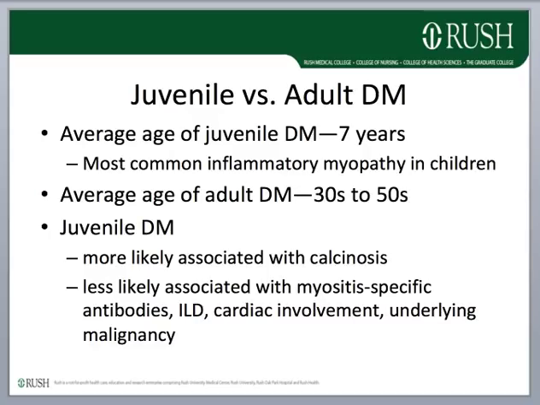Compared to adult disease, childhood disease is more likely to be associated with calcinosis and lipodystrophy, and less likely to be associated with myositis-specific antibodies, cardiac involvement, interstitial lung disease, or an underlying malignancy. As might be expected based on these differences, the overall prognosis is better in children than adults.